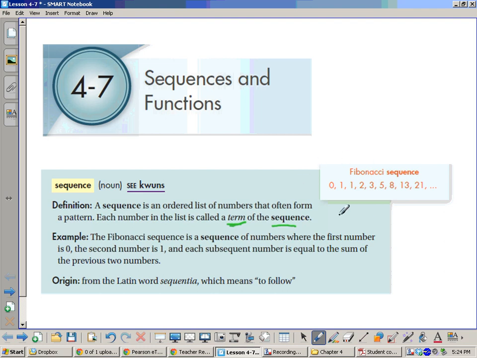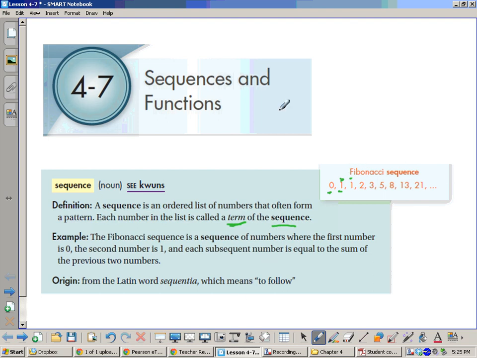Here's an example. You may have heard or seen this one before. The Fibonacci sequence is 0, 1, 1, 2, 3, 5, 8, 13, and 21. The Fibonacci sequence is a sequence of numbers where the first number is 0, the second number is 1, and each one after that is made up of the sum of the previous two. So if we add 0 and 1, we get 1. To get the next term, we would add the 1 and the 1 to get 2. Then we add the 1 and the 2 to get 3. So you're always adding the previous 2 to get the next term.